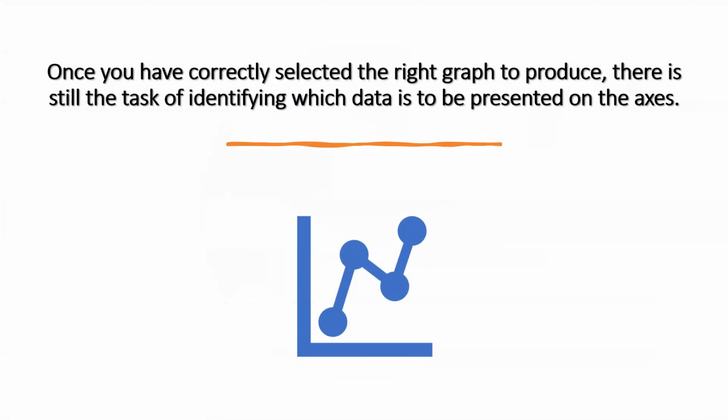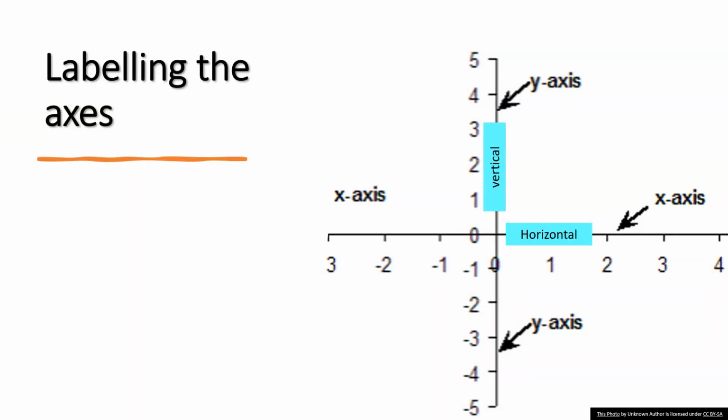Once you have selected the correct graph to produce, because you've just watched the previous video on types of graphs, there is still the task of identifying which data is to be presented on which axes. So, labeling our axes. I've drawn a Cartesian plane here. I'm merging maths and science.